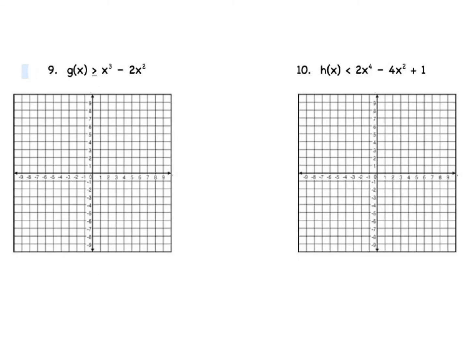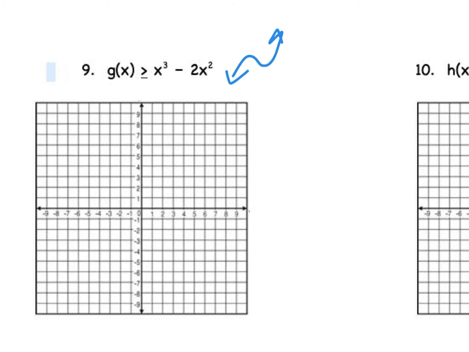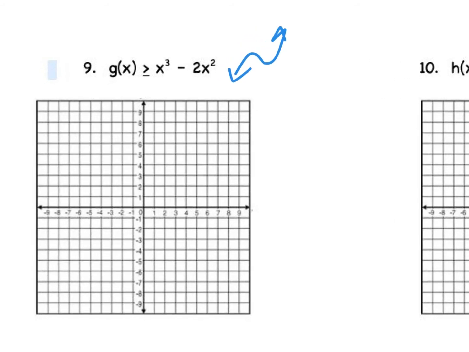The last 2 are polynomial functions. Okay, so I know that this one is cubic and the leading coefficient's positive, so it's going to look like this. I'm going to use my graphing calculator to find the zeros. So pause the video, put this in your graphing calculator, and find your zeros. So I see the graph bounces off at 0 and cuts through at 2. So it does something like this.